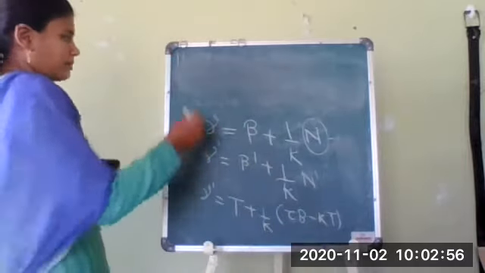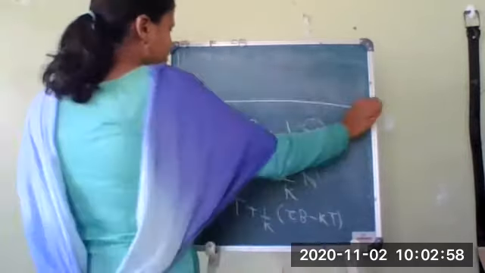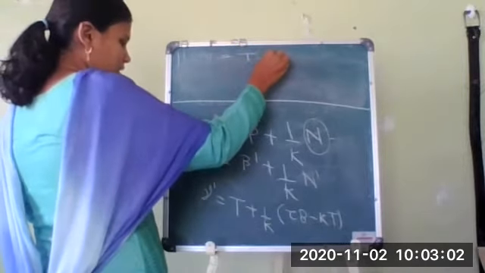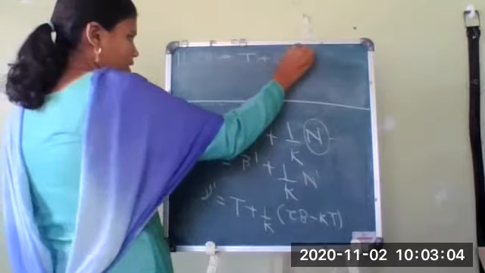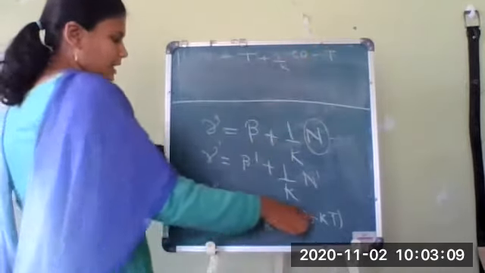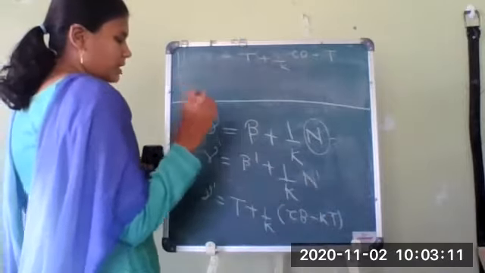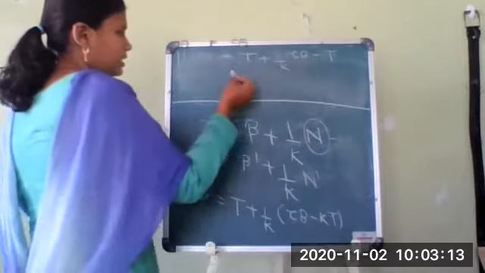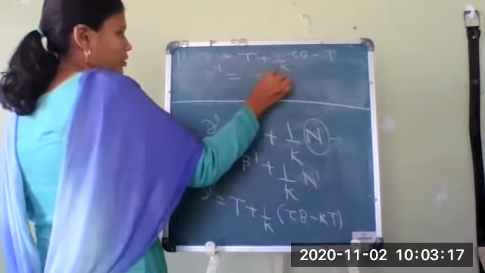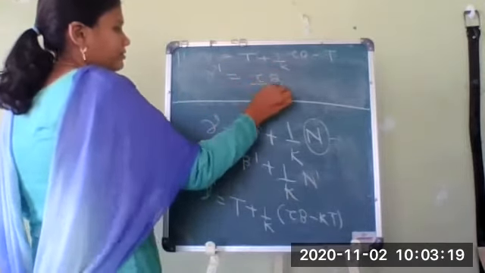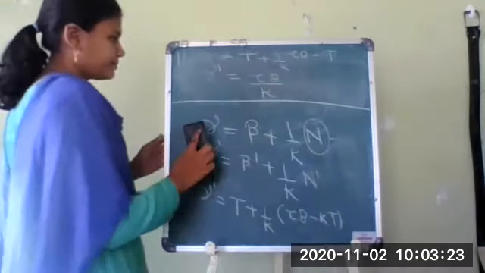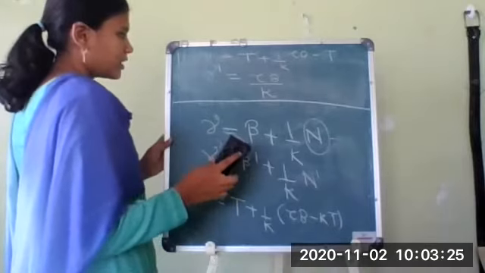Now let me write down this formula. Gamma dash is equal to t plus 1 upon k times tau b minus k t. The k gets canceled, and t remains. So t minus t gets canceled, and what remains is gamma dash equal to tau b upon k. Correct? Right. Now what is given to us?